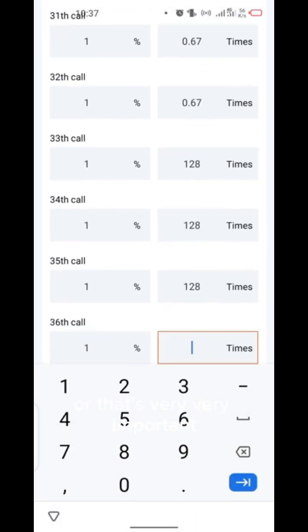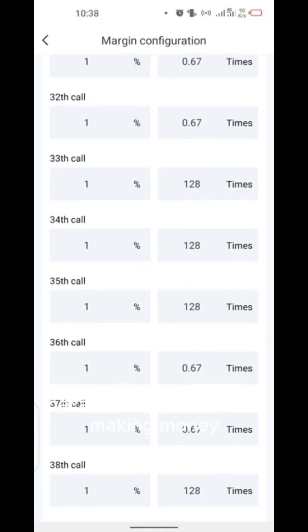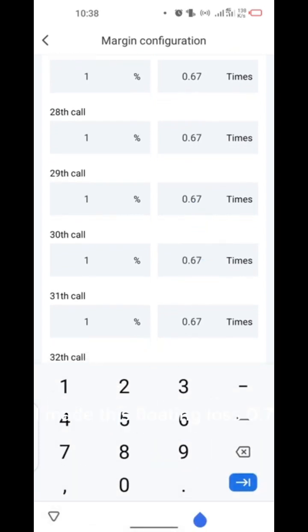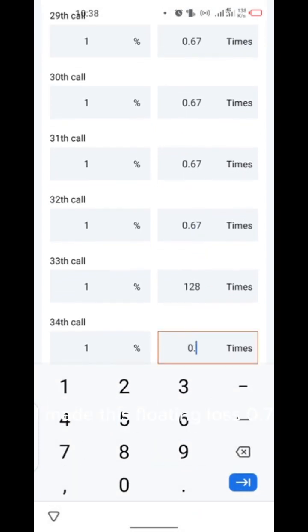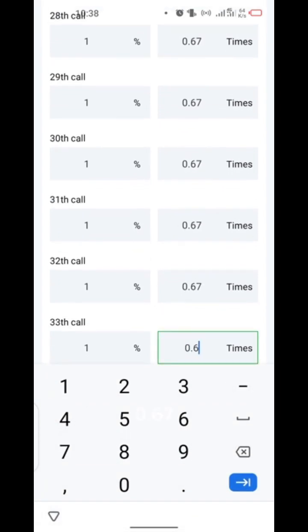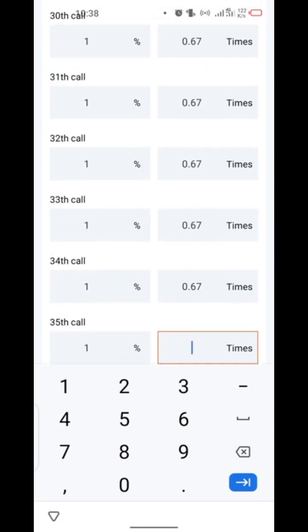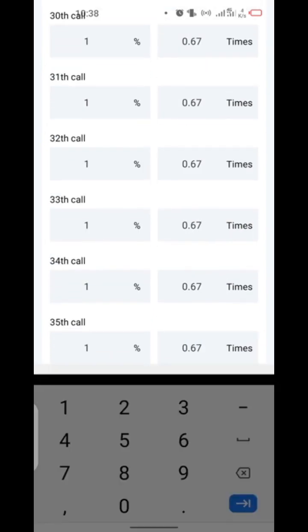or that's very, very important. The robot getting stuck and having floating loss, because you can still be making money amidst floating loss. 0.67.